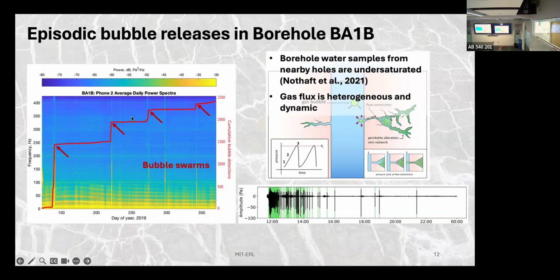So this didn't correlate with any of the surface phenomena, but later on I will show the fracture swarms I'll show are strongly correlated with precipitation.